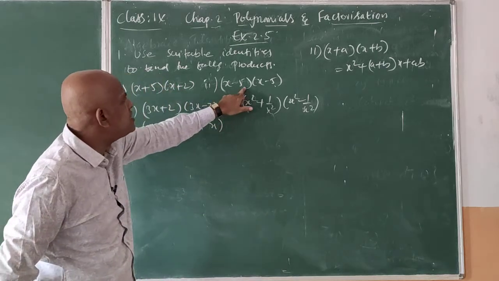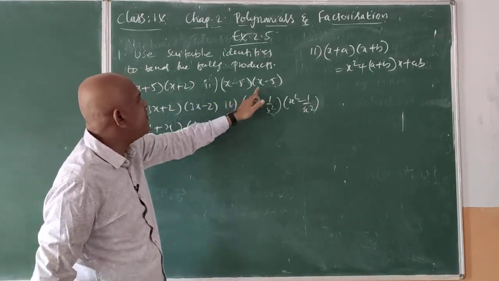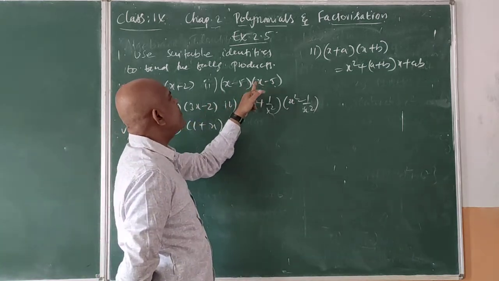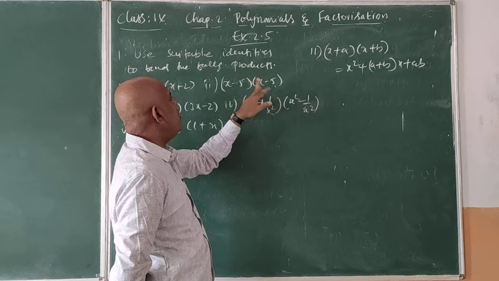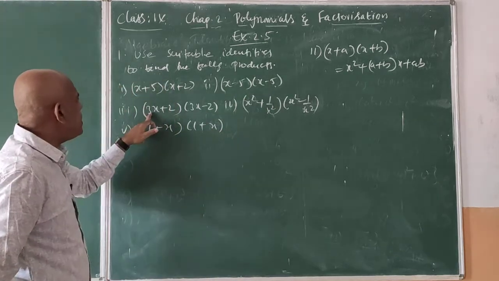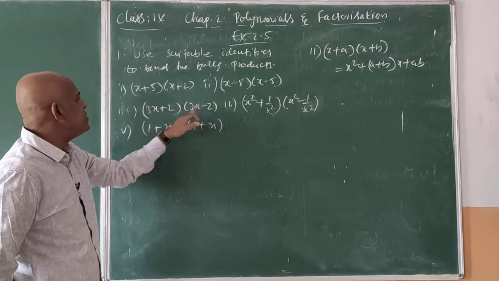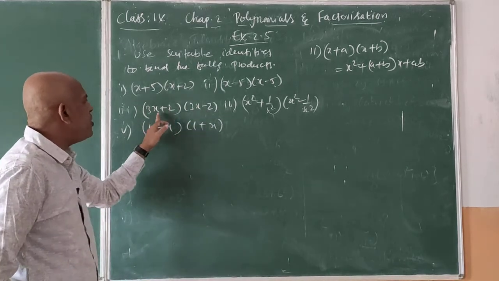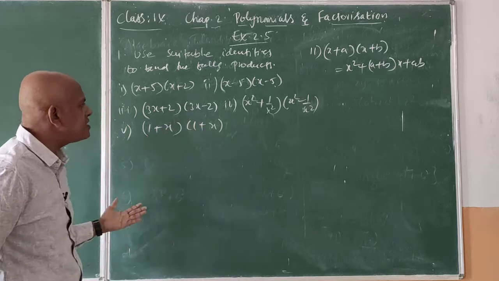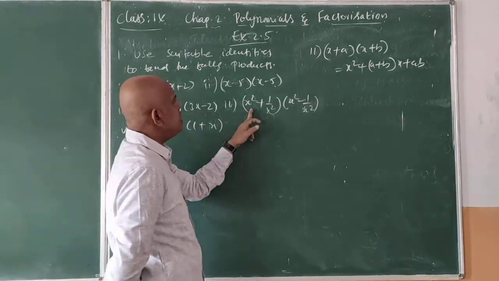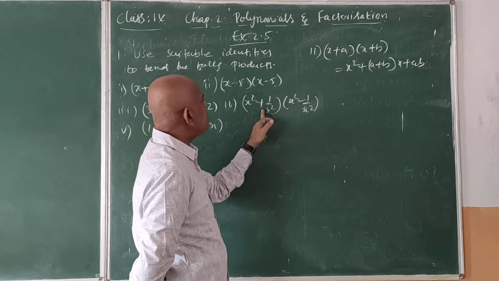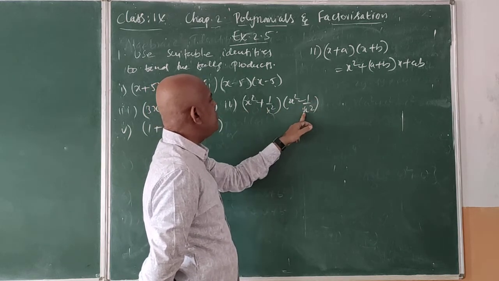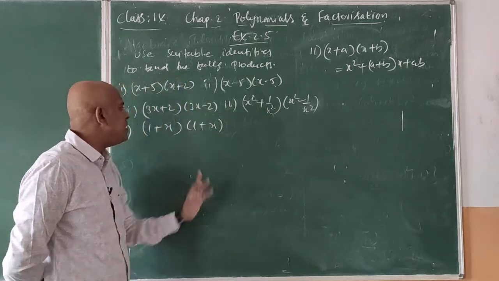And next one, x minus 5 repeated here. How many times repeated? 2 times repeated. So it is nothing but x minus 5 whole square. Here the a minus b whole square formula we have to use. And next one is 3x plus 2, 3x minus 2. Here 3x, here also 3x. Here plus 2, but here minus 2. It is in the form of a plus b into a minus b, which is equal to a square minus b square. And here also the same: x square plus 1 by x square, here minus 1 by x square. It is also a plus b into a minus b is equal to a square minus b square. Both are similar problems here.